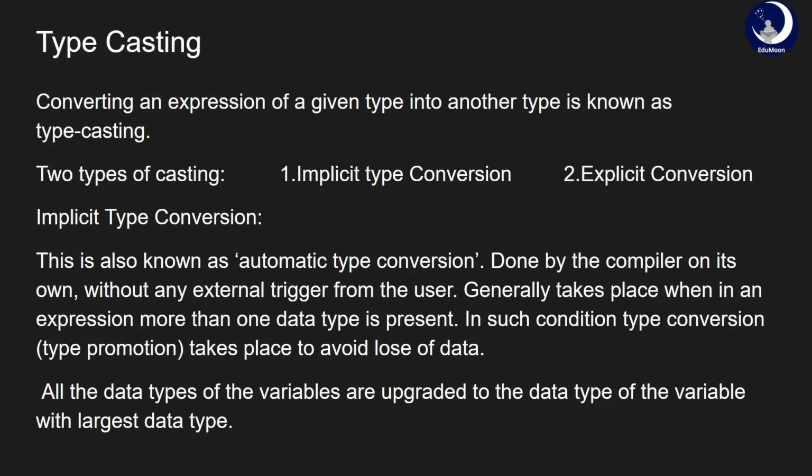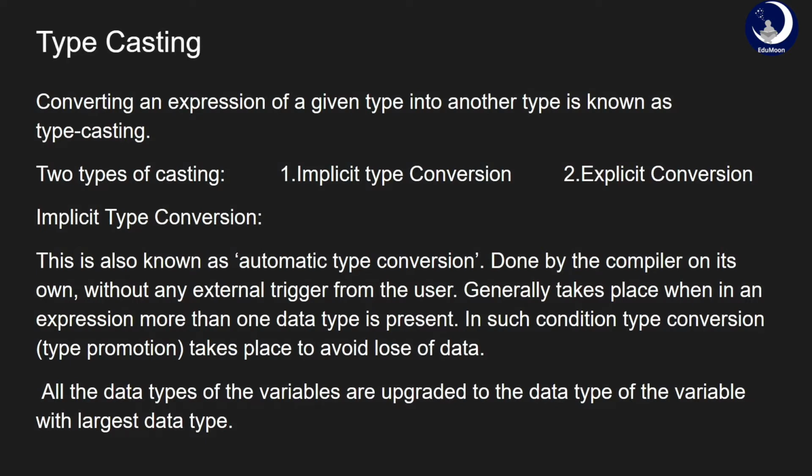Typecasting. Converting an expression of a given type into another type is known as typecasting. So basically typecasting is of two types. The first one is implicit type conversion, and the second one is explicit type conversion. Implicit type conversion. This is also known as automatic type conversion. This is done by the compiler on its own without any external trigger from the user.